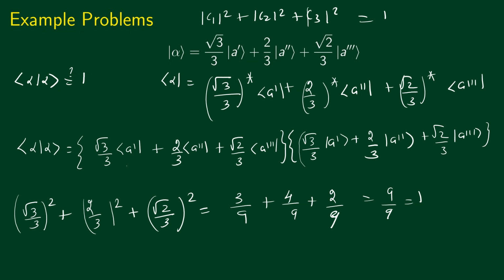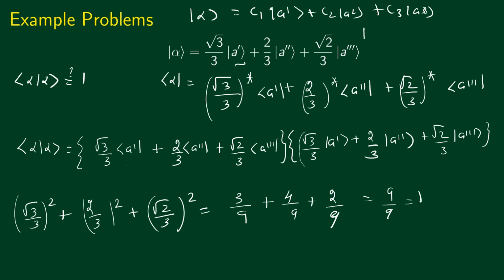If the state is expanded in an orthonormal basis like this, C1 A1 plus C2 A2 plus C3 A3, where A1, A2, A3 and so on form an orthonormal basis, then the condition that the vector is normalized is simply modulus C1 square plus modulus C2 square plus modulus C3 square equal to 1.